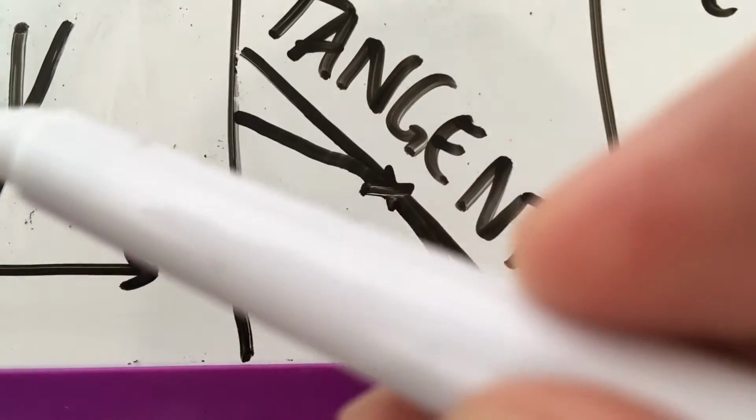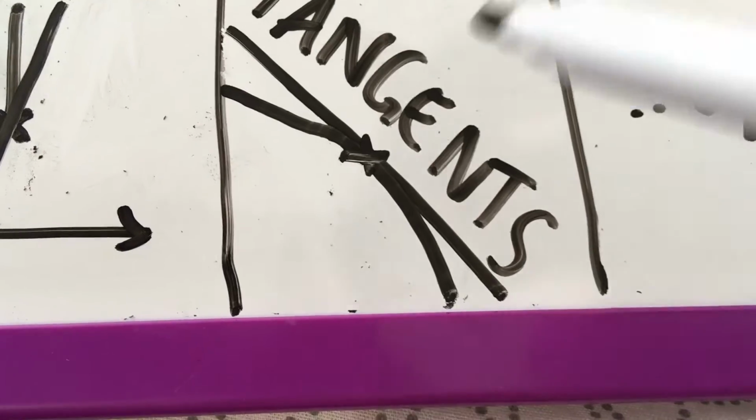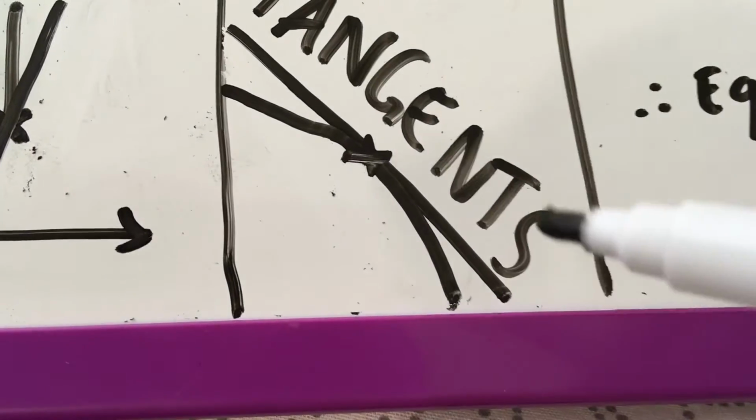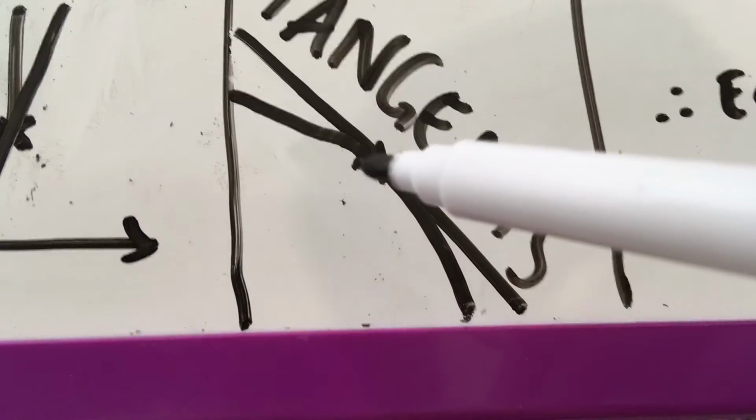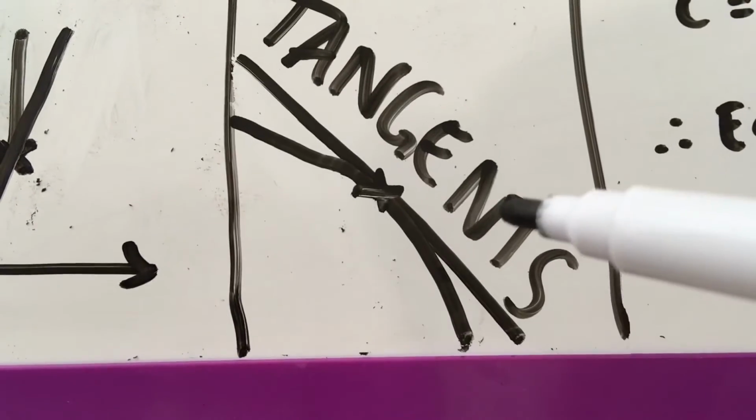It has different slopes. It can turn this way, and as it turns here, it becomes like this. But a tangent has a gradient which is equal to the gradient of the curve at one point. That's what a tangent is.